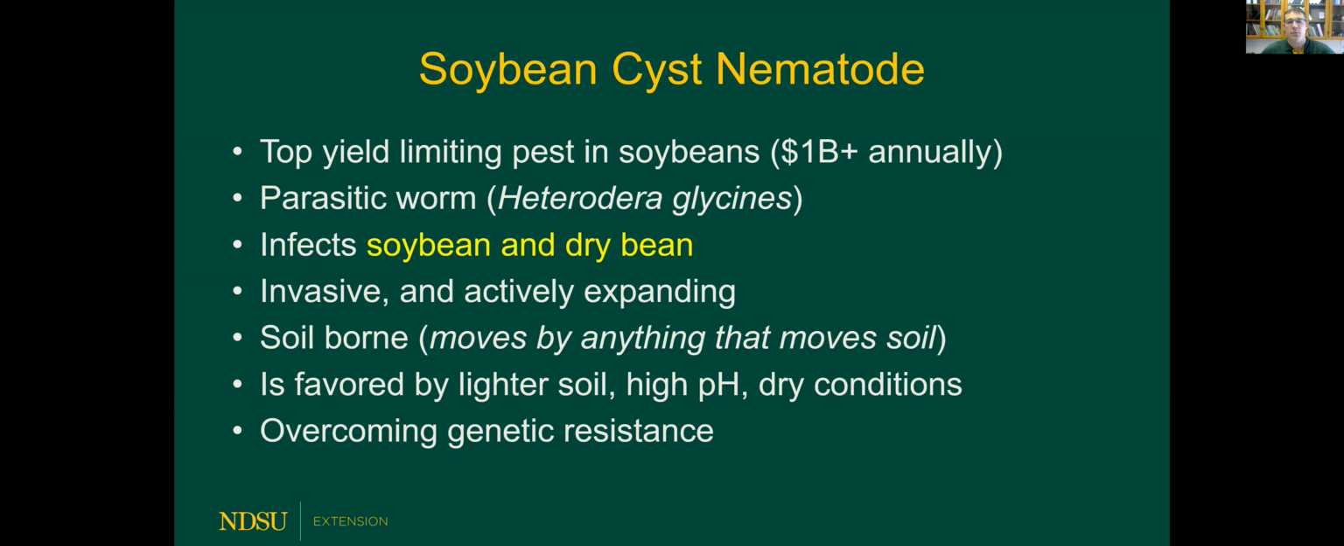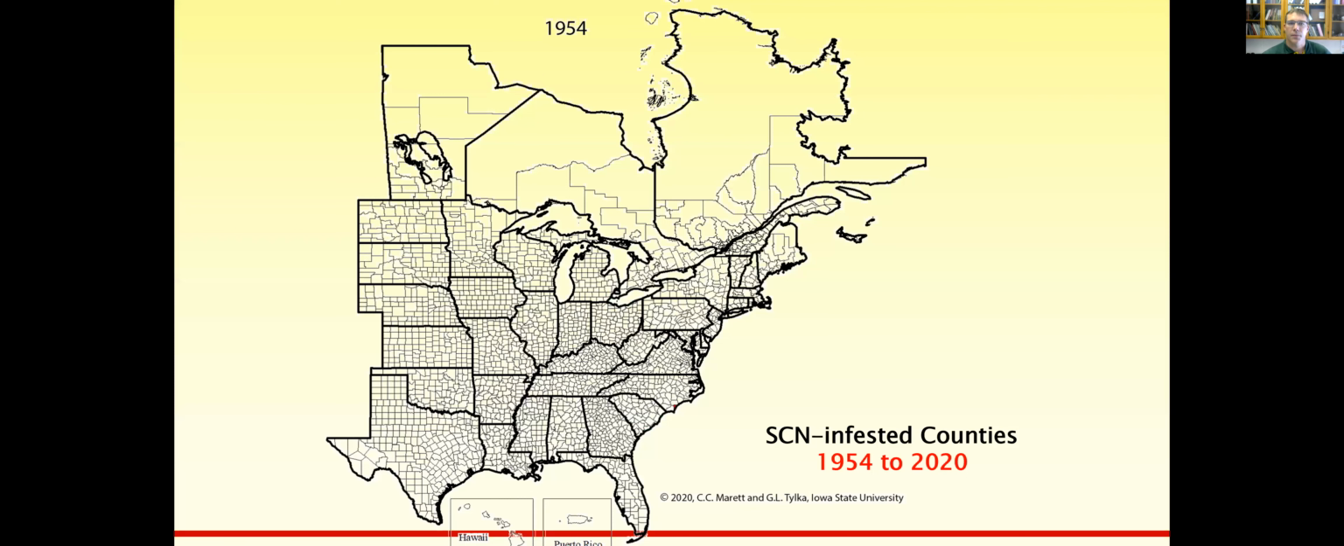It moves by anything that moves soil. Because it lives in the soil, if soil is moving on dirty equipment or in floods or blowing around in the winter, that will move SCN. Now it's favored by lighter soil, high pH, and dry conditions. And so we were pretty dry, and we saw some pretty high SCN numbers pop up all across the state last year. And it is also overcoming genetic resistance. We're not going to get into that right now, but that's something we will talk about in the future.